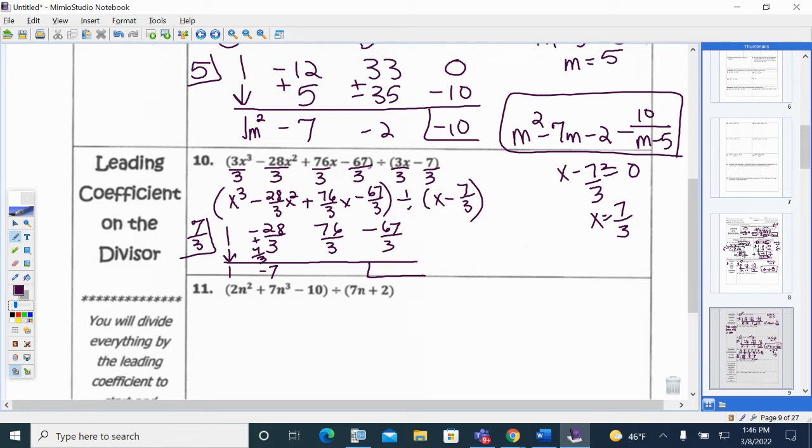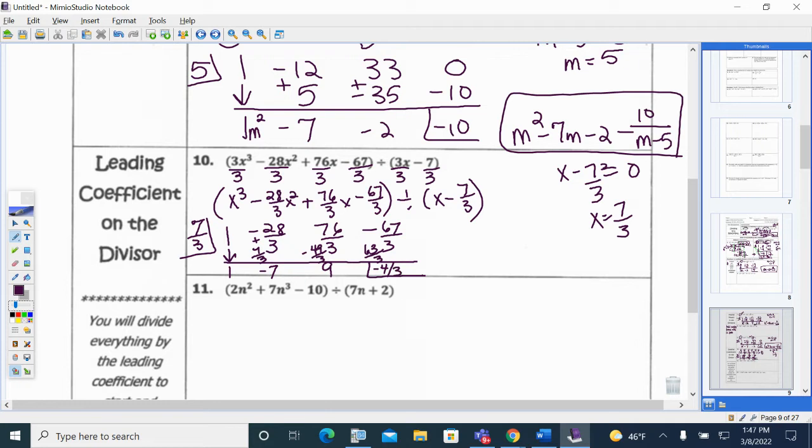7/3 times negative 7 will be negative 49/3. And I'm sorry, I'm having to go to the side here. And then you're going to take your 76/3 plus negative 49/3, and you should get 27/3, which is 9. Multiply again. 7/3 times 9 is positive 63/3. Negative 67/3 plus 63/3 is negative 4/3.